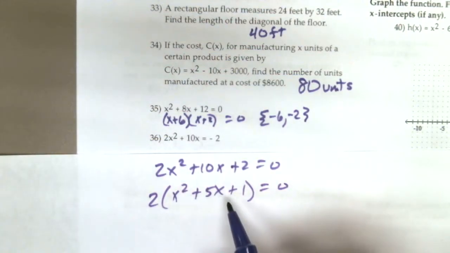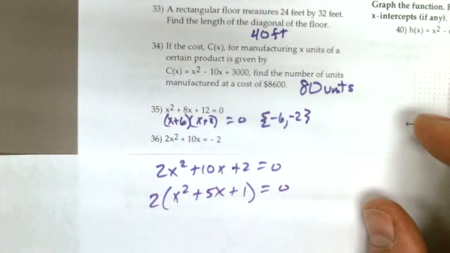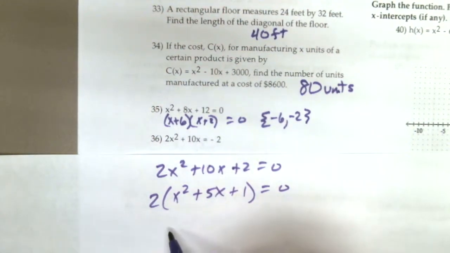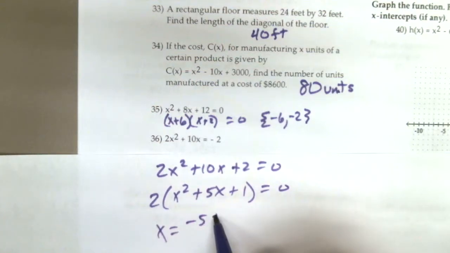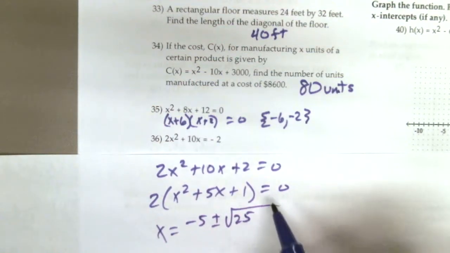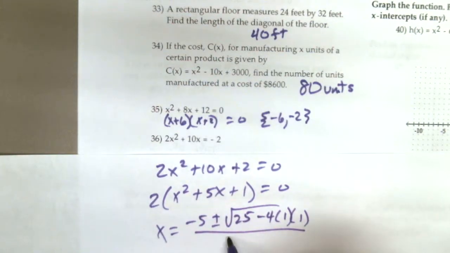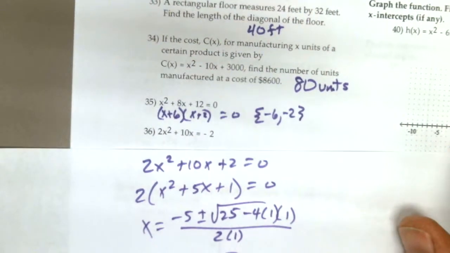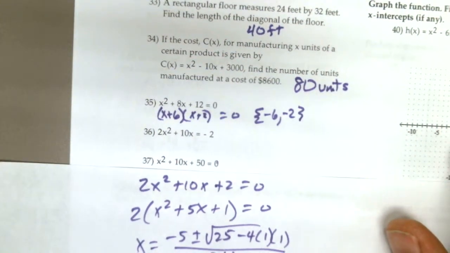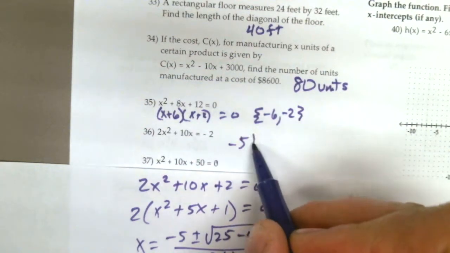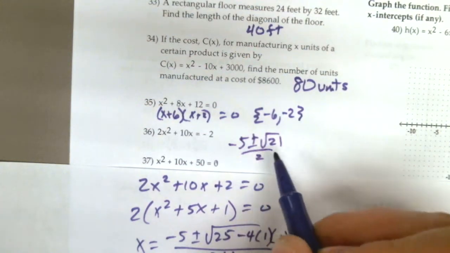I notice that this is not factorable, so I'm going to put it into the quadratic formula, and I get x equals negative 5 plus or minus the square root of 5 squared minus 4 times 1 times 1, all over 2 times 1. Simplifying that, I get negative 5 plus or minus the square root of 21 over 2. Since our answer has a radical in it, I'm going to leave it as my answer: negative 5 plus or minus the square root of 21 over 2.